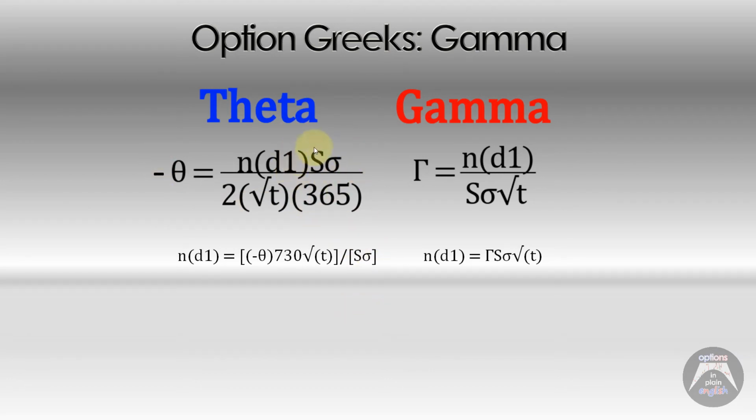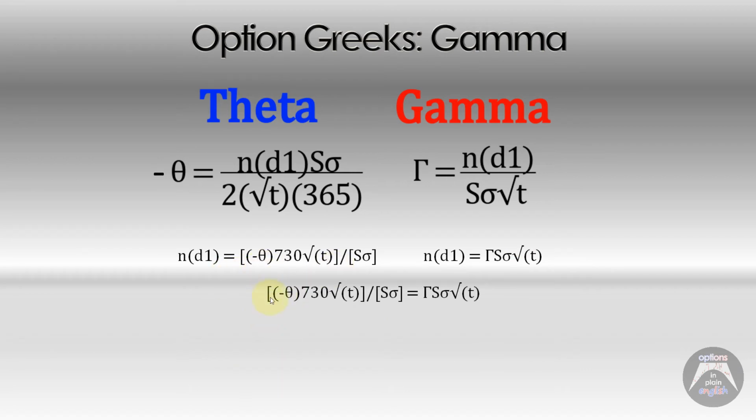Divided by, we move these two terms down. So we have the stock price and implied volatility. In the case of gamma, we isolate and we solve for n of D1. Same thing. It's going to be gamma times the stock price, implied volatility, square root of time. Because these are the same terms, we can have a new formula just using these two terms.